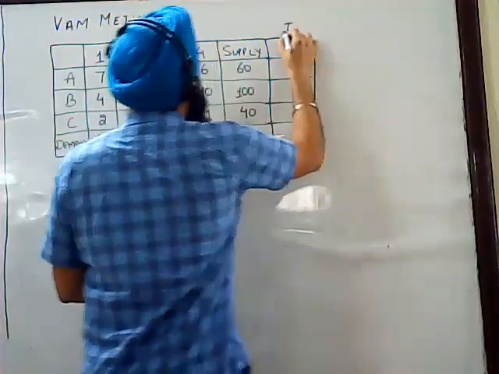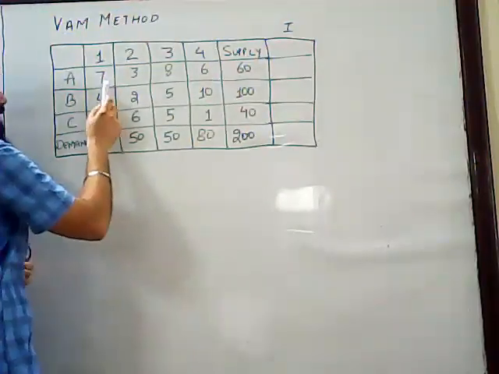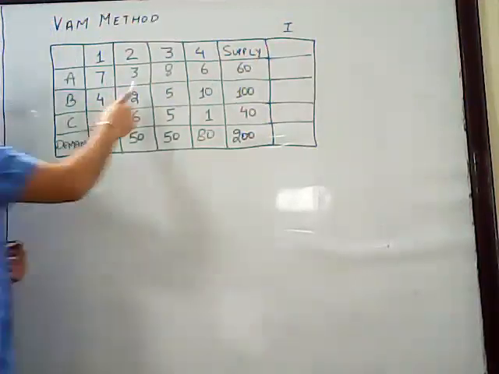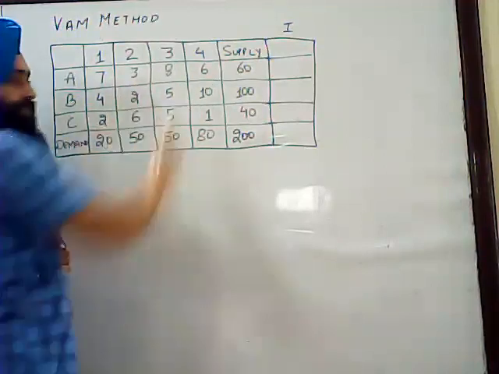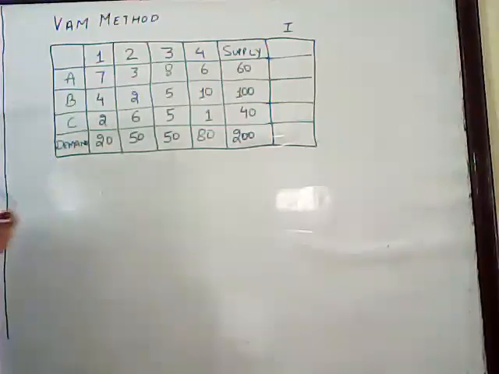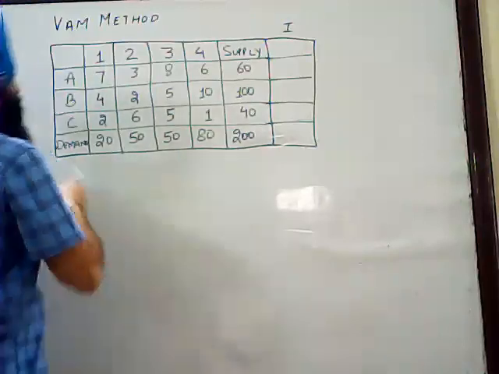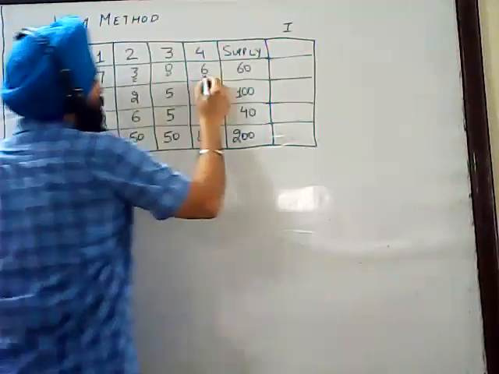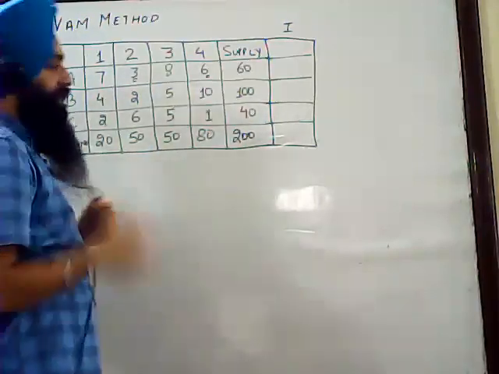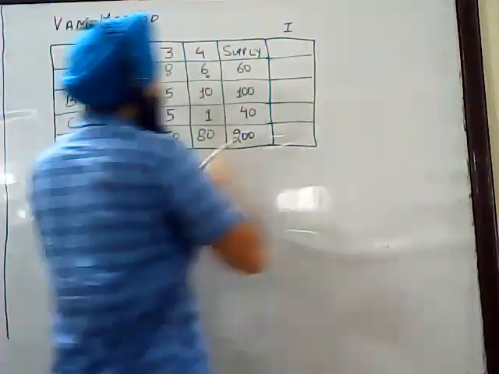So from row number one, we are having elements 7, 3, 8, and 6. The minimum element is 3 and the next minimum element is 6. So we have to find the difference between the minimum element and the next minimum element. The difference will be 6 minus 3. The value will be 3.